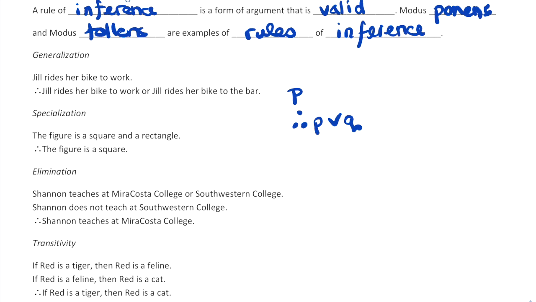You can also say Q, therefore, P or Q for the same reasoning. Groovy? All right, so specialization.